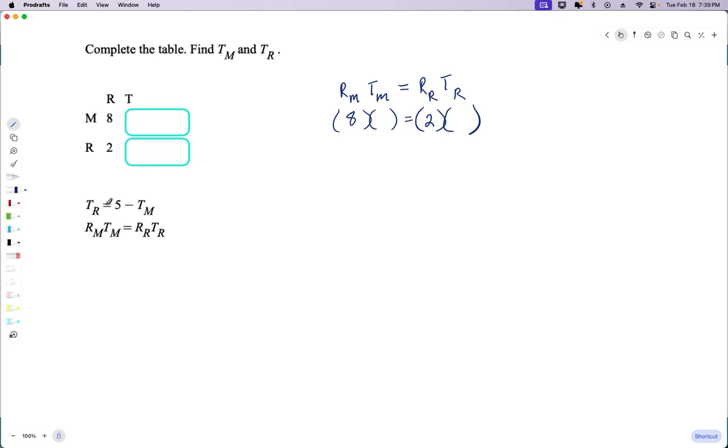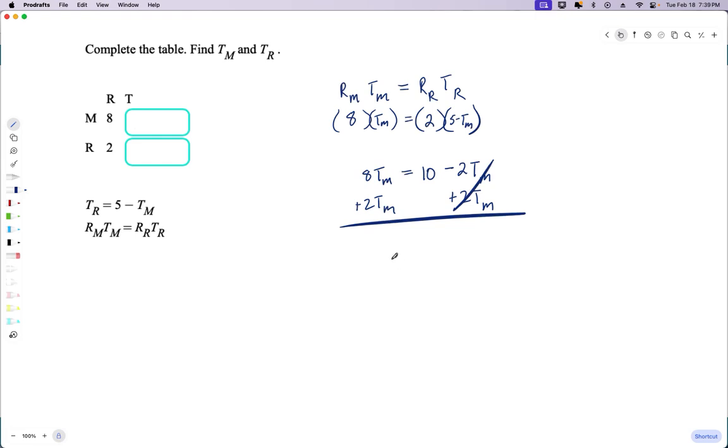TR is equal to 5 minus TM. So 5 minus TM. And we don't know what TM is, so we just put him back. 8 times TM is just 8 times TM. 2 times 5 is 10. And 2 times negative TM is a negative 2TM. All right, I'm going to add 2TM to both sides so that I can move it over.